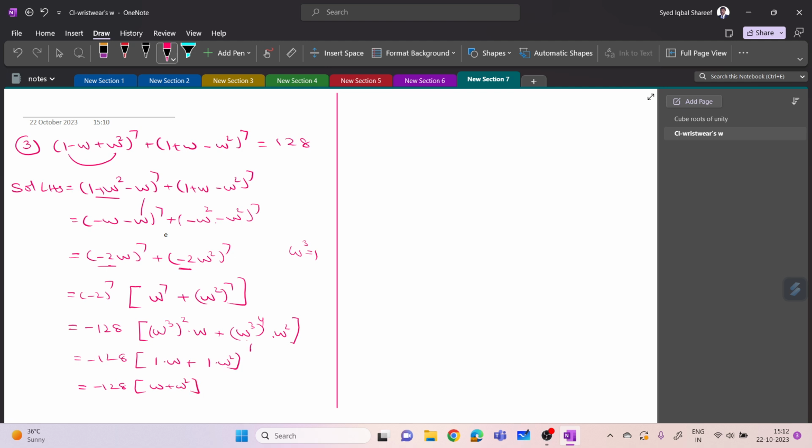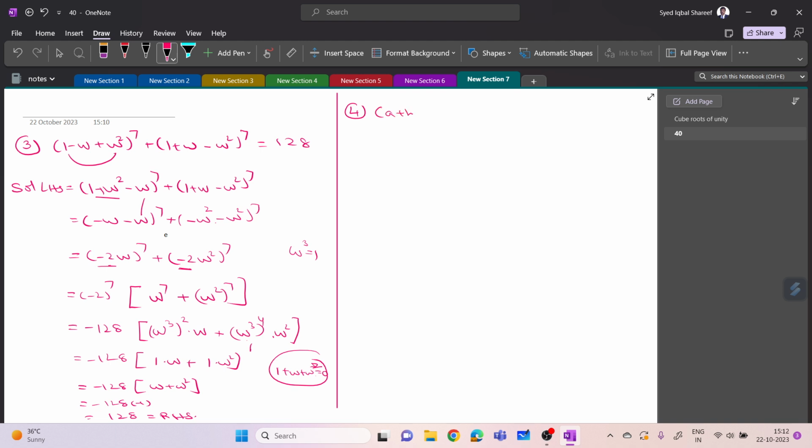Omega plus omega square is what? From this, please remember this one: 1 plus omega plus omega square equal to 0. So omega plus omega square equal to minus 1. So minus 128 into minus 1 is plus 128, which is our right hand side. This is problem number 3. One more problem we will discuss.